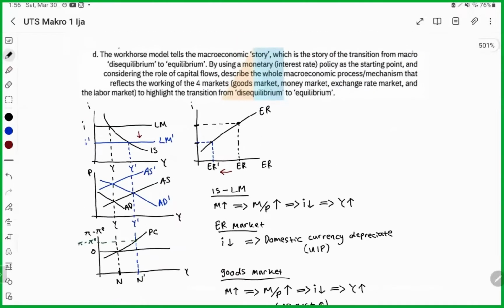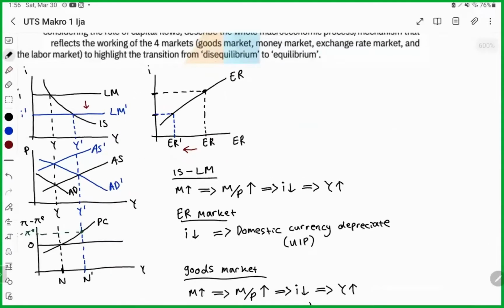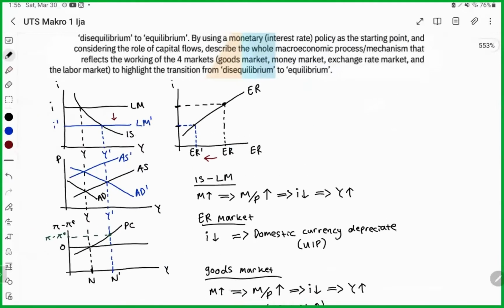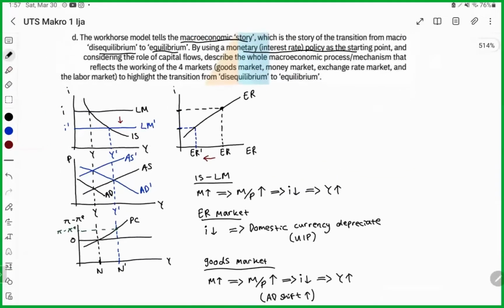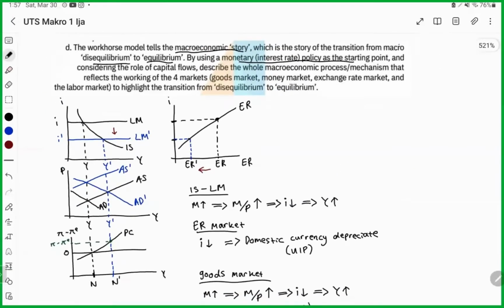Okay. And then for the last question, this is the ultimate question because it asks about the whole model in general. You are asked to tell the macroeconomic story from disequilibrium to equilibrium using the monetary interest rate policy as the starting point. Okay, so from here, we should address all four markets. The first one is ISLM, which is the goods and money market.